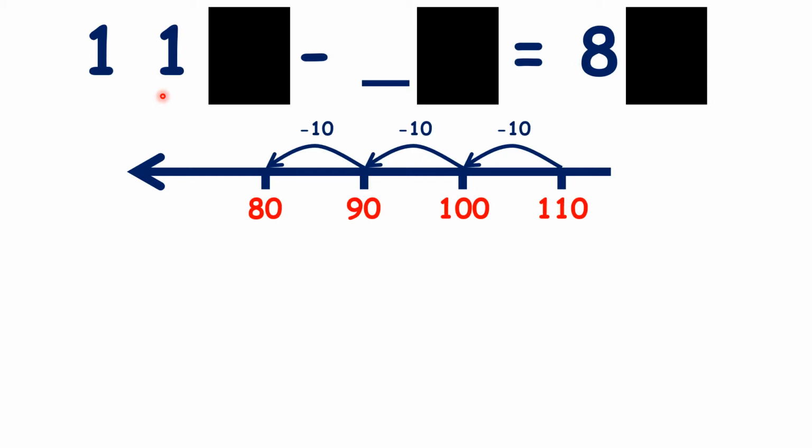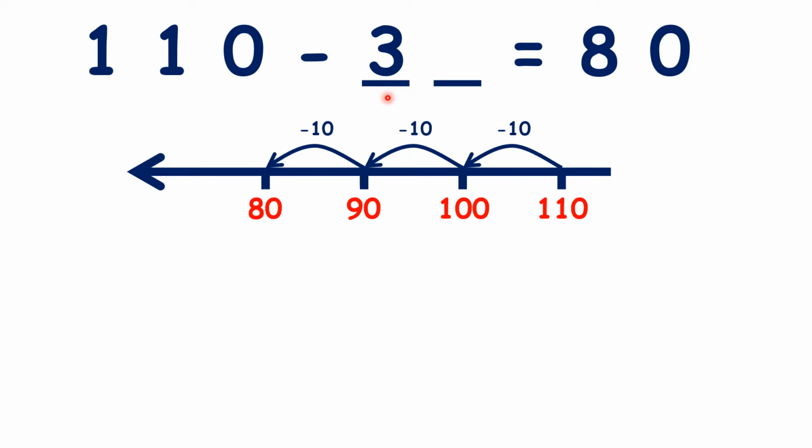So if we ignore our units, we have 11 minus something equals 8. Now you probably know, or you could probably work out, that 11 minus 3 equals 8. But we can't just write 3 because 110 minus 3 is 107, not 80. So we need a 0 after the 3 to show that we're not just subtracting 3, we're subtracting 3 tens.